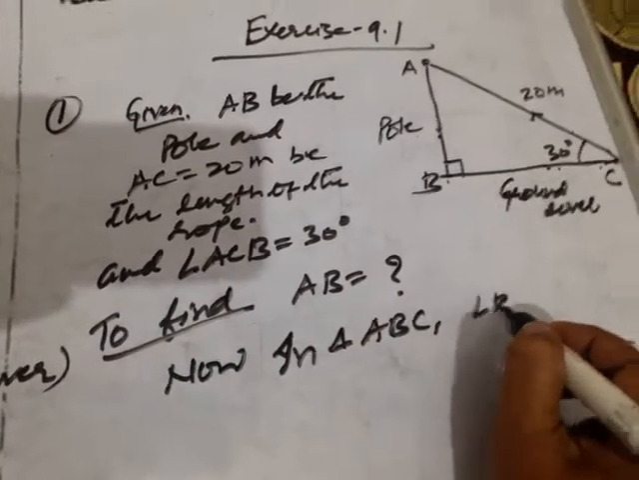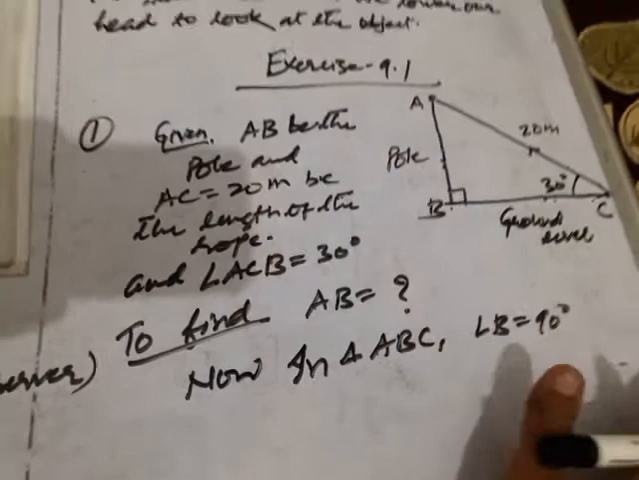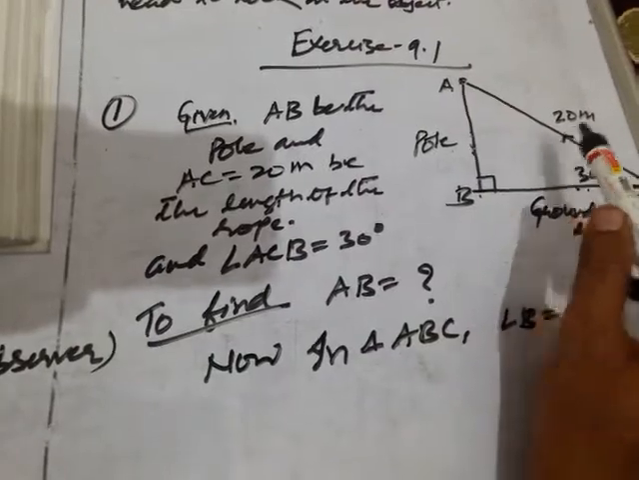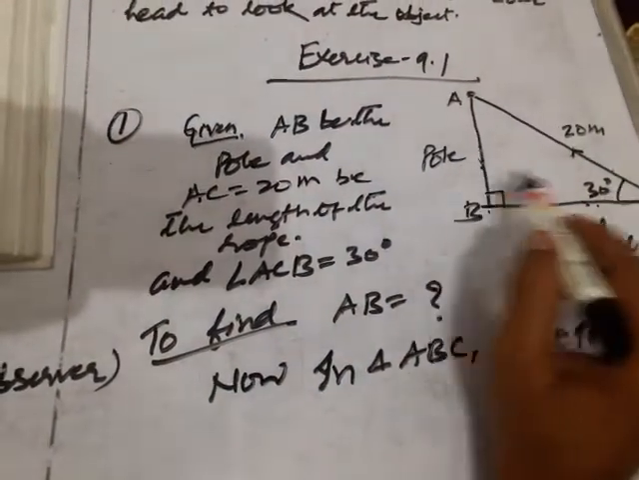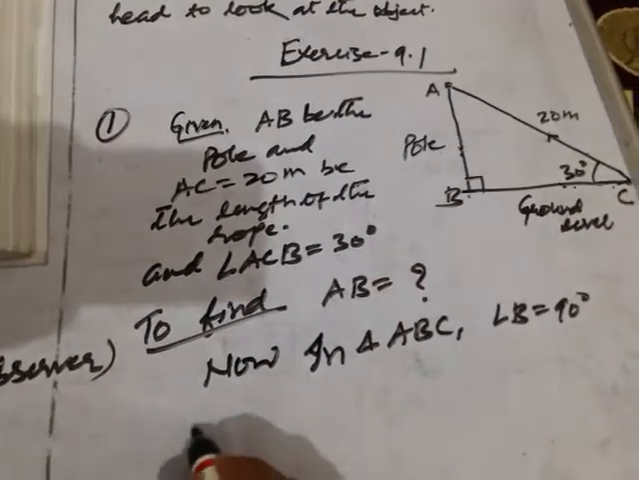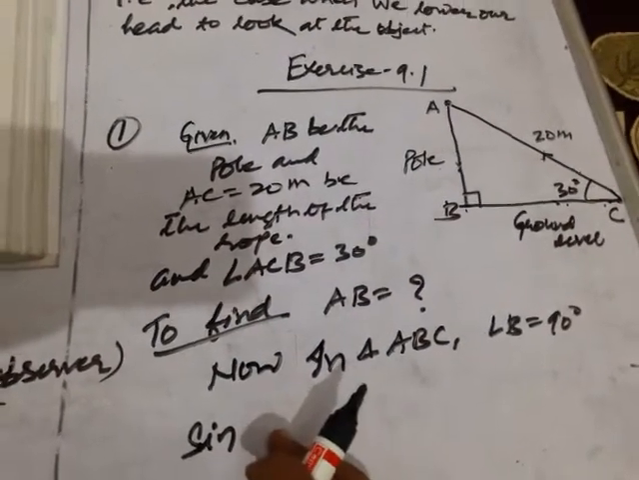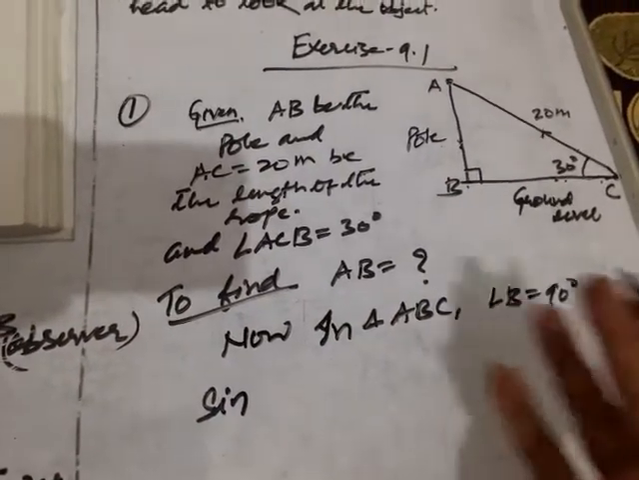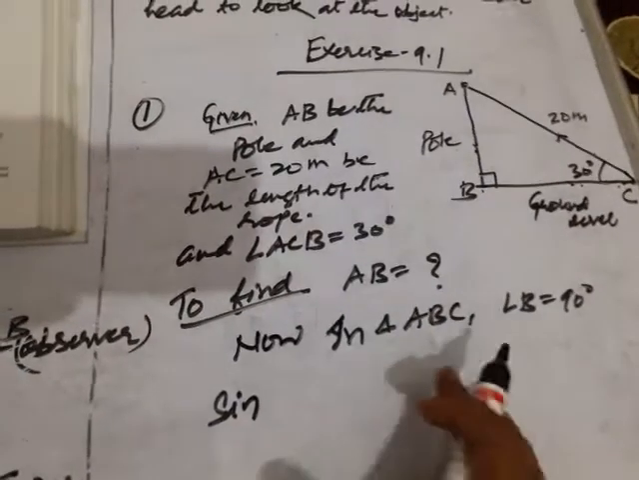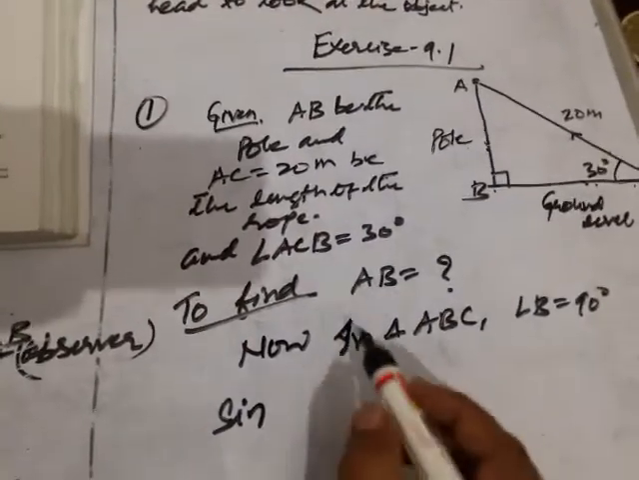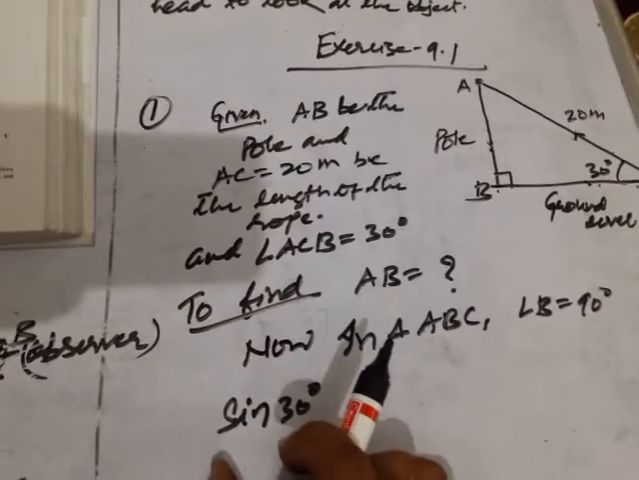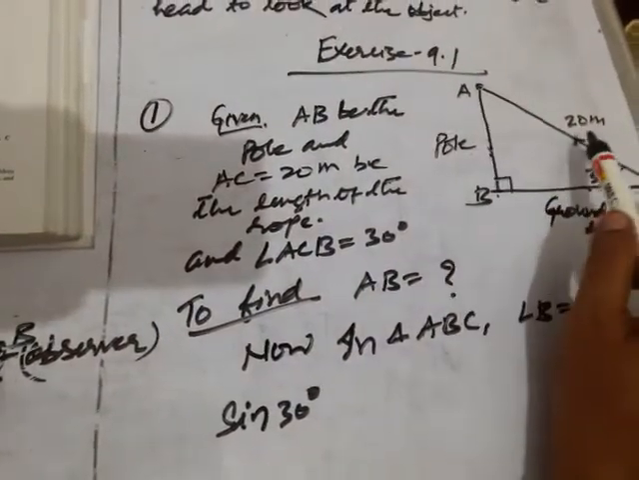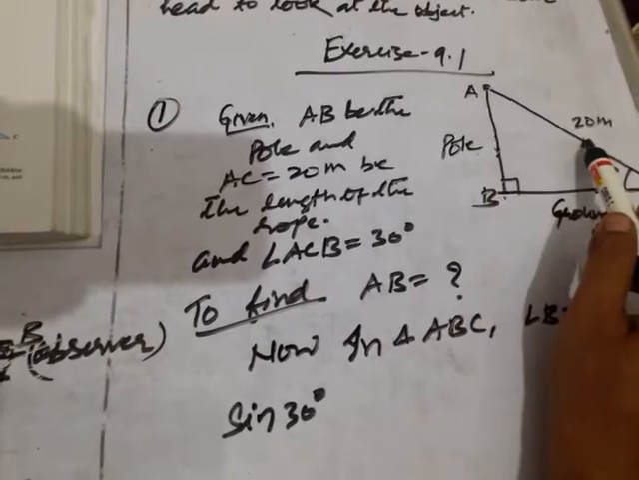Now in triangle ABC, angle B equal to 90 degree. Since this is the relationship between the perpendicular and hypotenuse, we will choose sine theta. Here theta is given to be 30 degree. There is no hard and fast rule; you can take another trigonometric ratio, but it will take time, it will stress the question, and your solution will be longer. Why have we taken sine theta? Because in sine theta the perpendicular and hypotenuse are involved, and one of them is available with us, that is 20 meter.